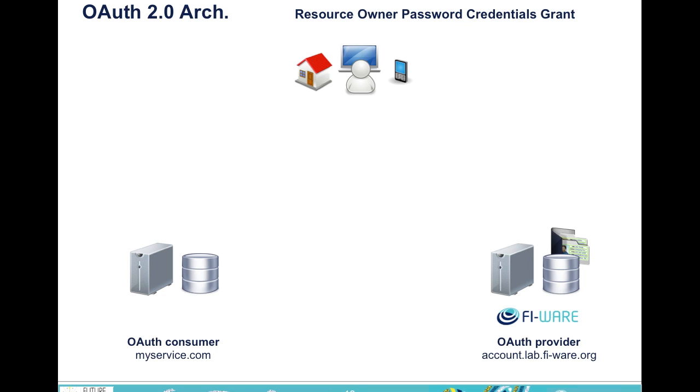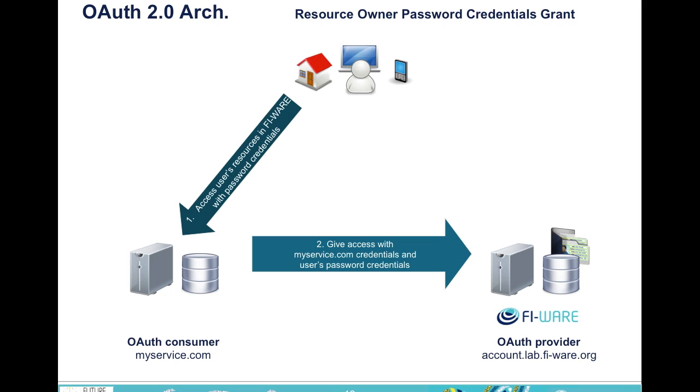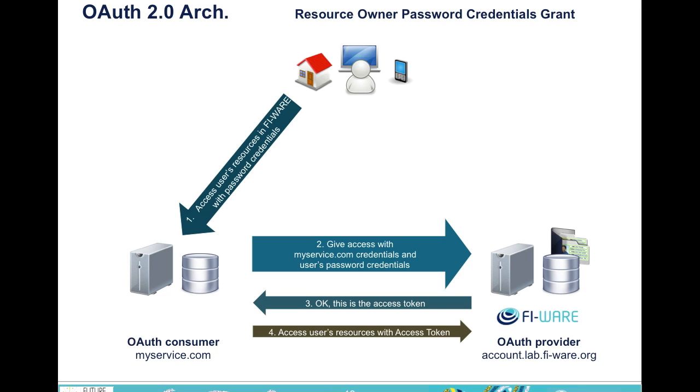So, the next scenario is the resource owner password credentials grant. Its main difference is that the user doesn't use a web browser to access the OAuth consumer. So he will send his FI-WARE credentials to the OAuth consumer. In this case, the user should trust the OAuth consumer because it will use his private credentials to retrieve the access token. Once obtained from the OAuth provider, it will use the access token as usual.